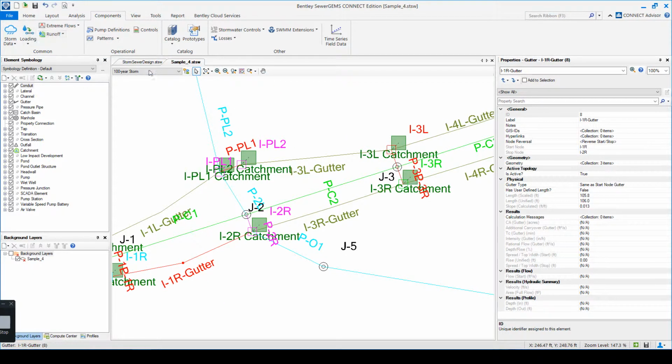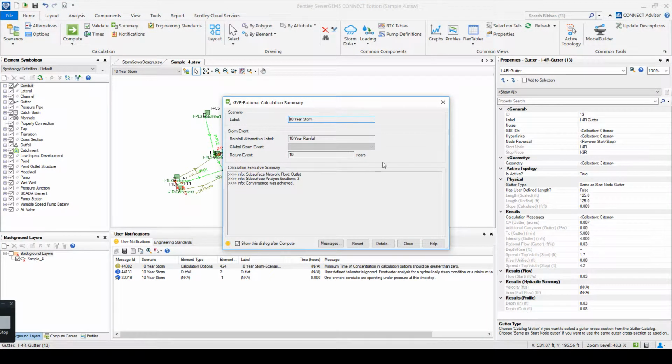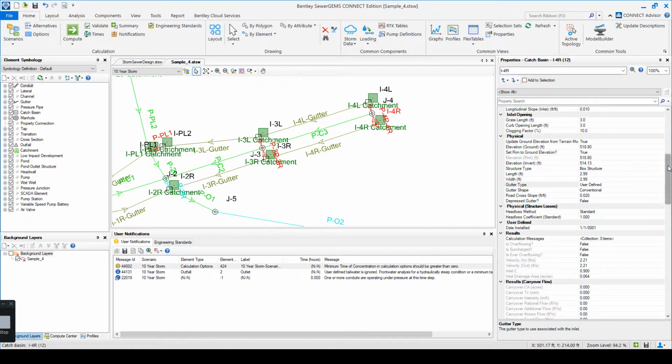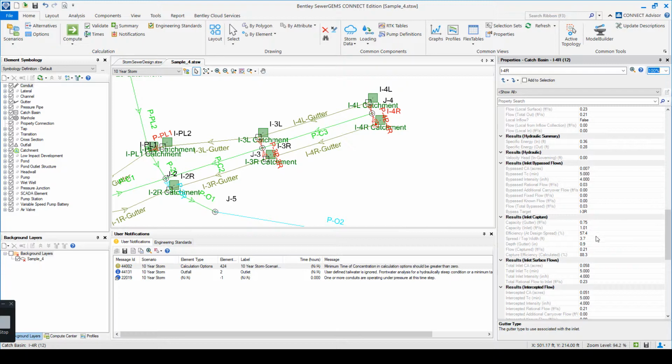And let me run this simulation. I'm going to run it for a 10-year storm. That's what happens when you start just clicking things around. Okay, all right, so here we run our model, and let's see what is going on at this inlet, for example. The first thing we want to look at is what happened at that inlet. The capacity is 1 cubic feet per second. The efficiency is calculated to be 57.4%. And basically, if you remember, that was the flow intercepted divided by total flow.